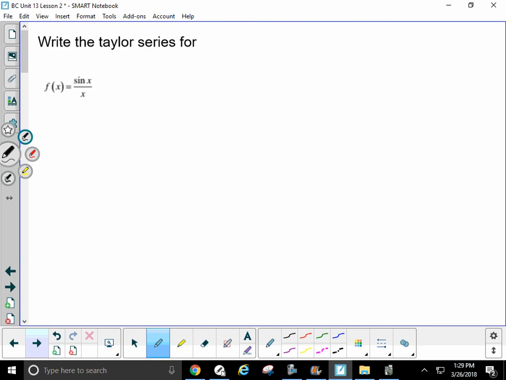These aren't compositions. Sine of x over x is not a composition. But if I ask you to write the Taylor series for sine of x over x centered at x equals 0, you wouldn't be able to find the function value, but disregard. Don't worry about that. Taking derivatives of this is tricky. You have to use the quotient rule, and then you'd have to use the quotient rule again.